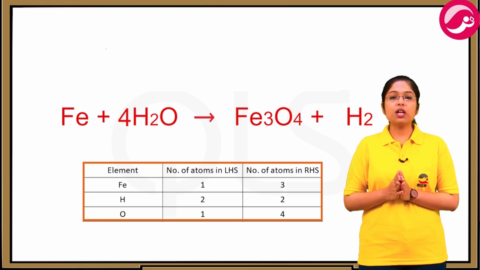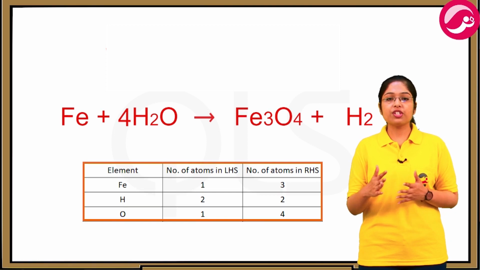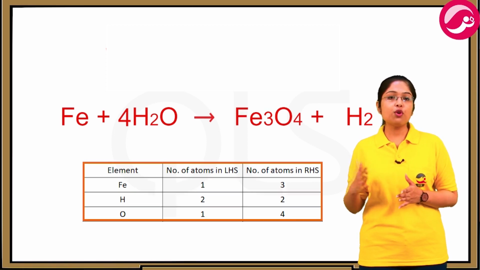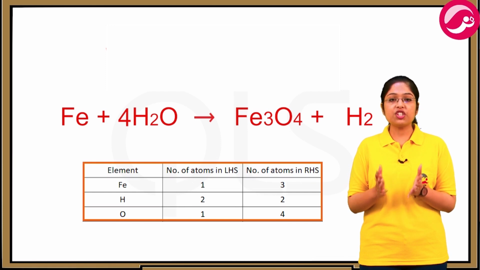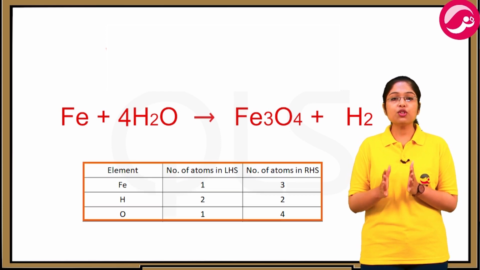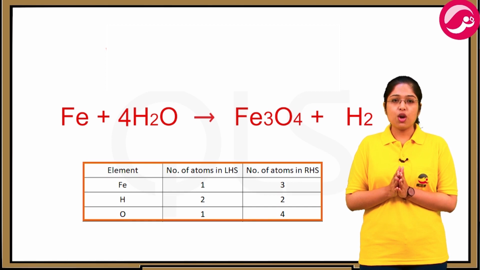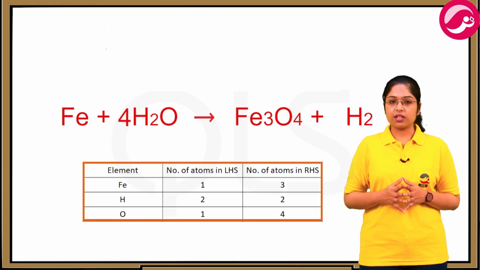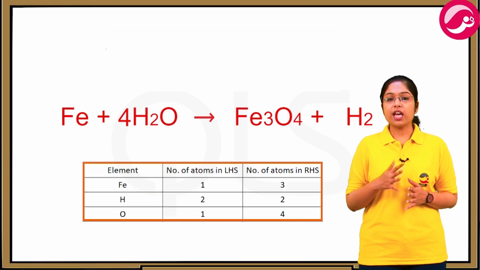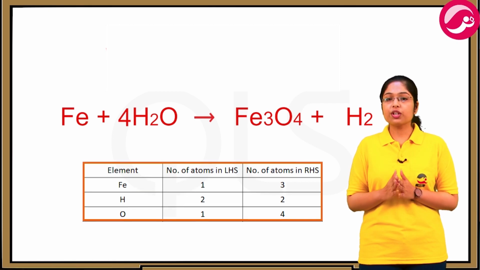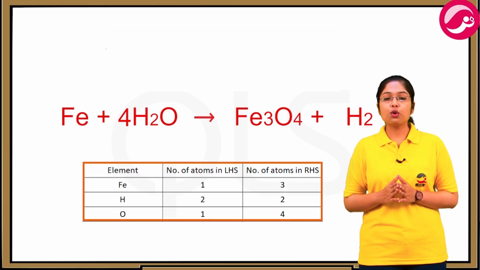The original formula of the compound can never be changed. We can't increase the number of oxygen atom to 4 as H2O4. If we do so, the composition of the compound, that is water, will change. ये water नहीं रहेगा, ये कुछ और compound बन जाएगा. So to balance any equation, we will always work on coefficients only. So after balancing oxygen, the equation will become Fe plus 4H2O gives out Fe3O4 plus H2.